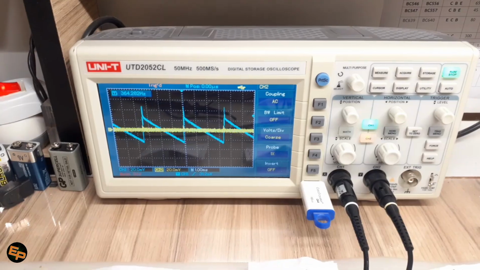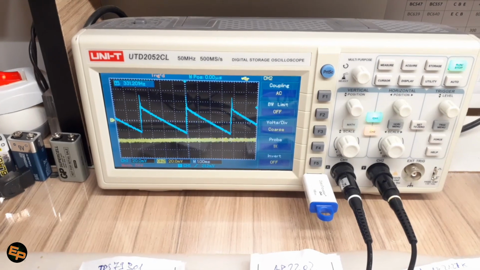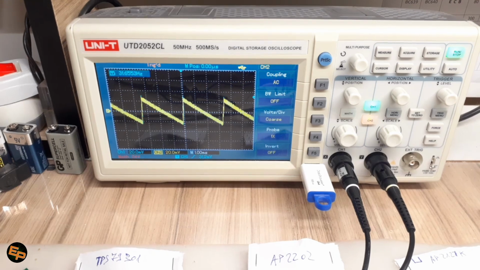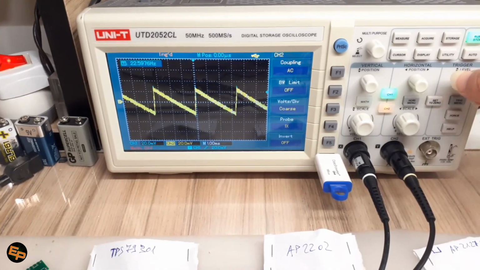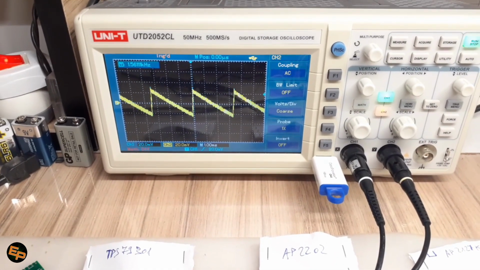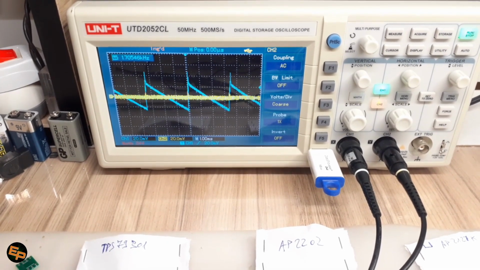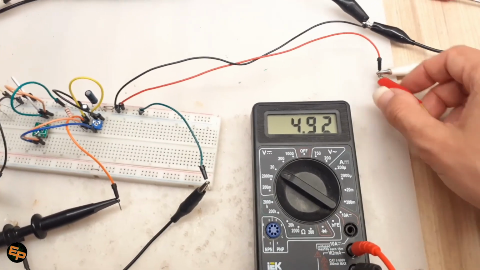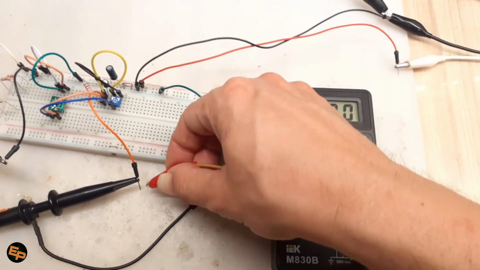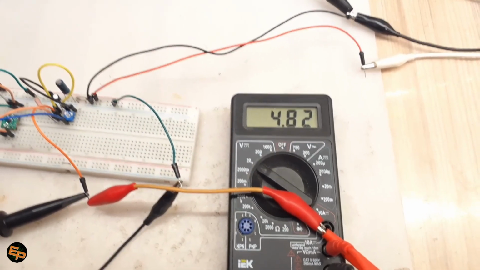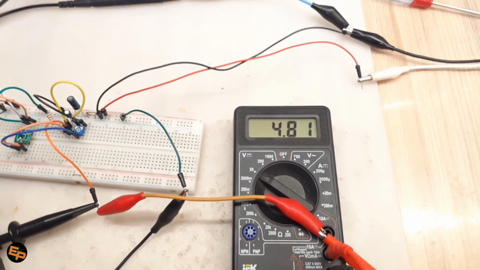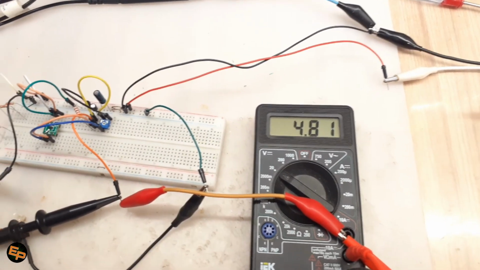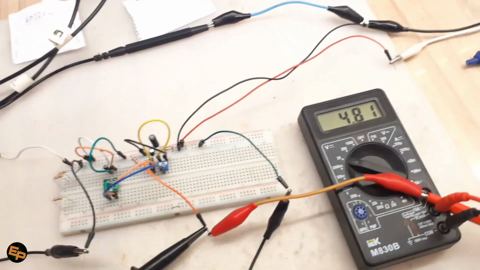Then, moving on, AP2127 chip. This one can withstand 300 milliamps on output. So this is the first test with 50 milliamps. Input voltage 4.9293. Output voltage 4.8182. And this happened to be the smallest dropout voltage of them all.